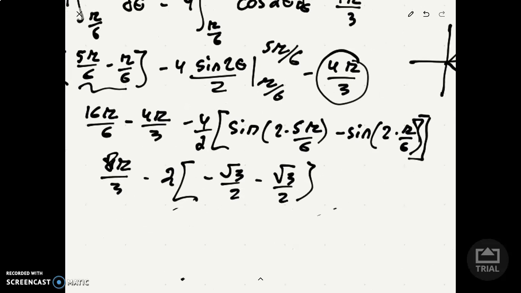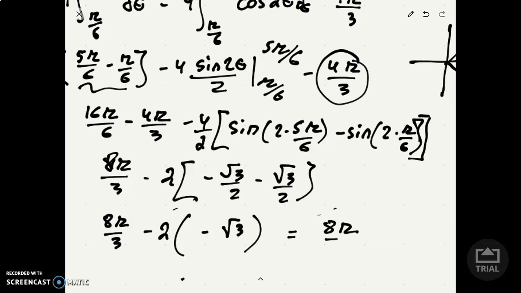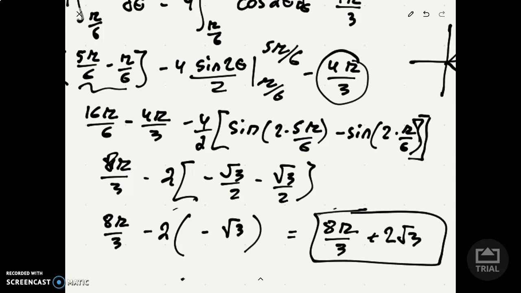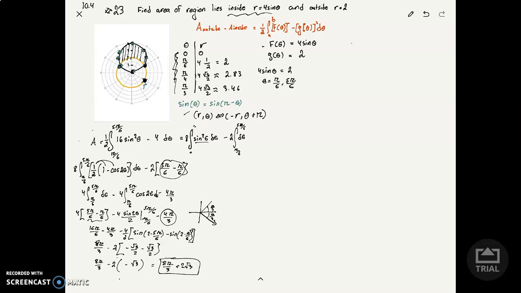Alright, from there, we have 8 pi over 3, negative 2, and then combining these, we just get negative root 3. So we're left with 8 pi over 3 plus 2 root 3 as our answer for this problem. So there you go, and that is number 23 from 10.4.